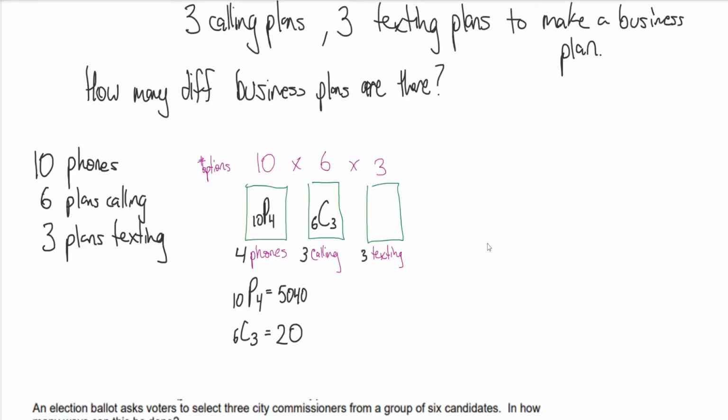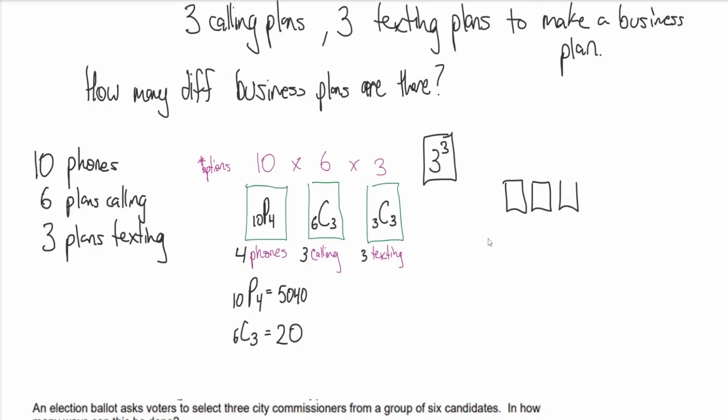And then what about texting? Well, this is just 3 choose 3. How many different ways can you choose 3 from a group of 3? Well, you're just going to have to pick all 3 of them, right? You can't repeat. Well, that's another question. Can you repeat, right? In that case, it would just be 3 to the power of 3 because there's 3 options, right?